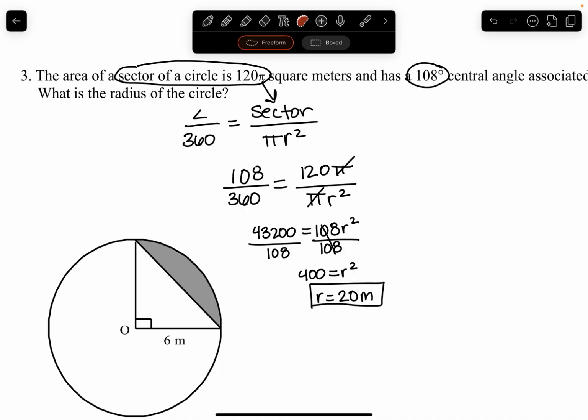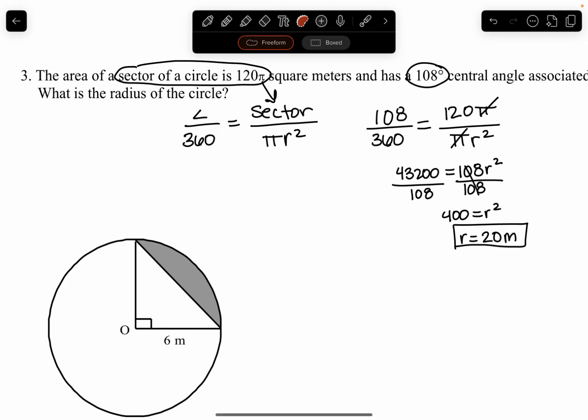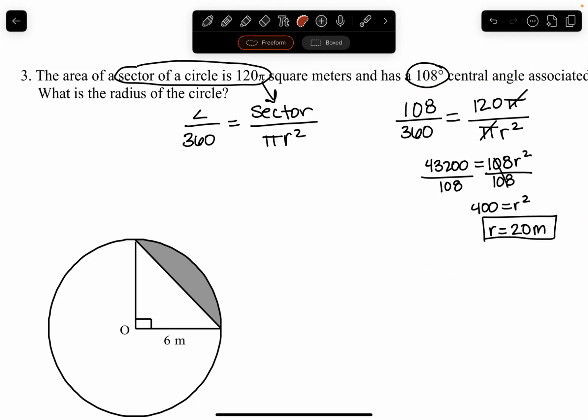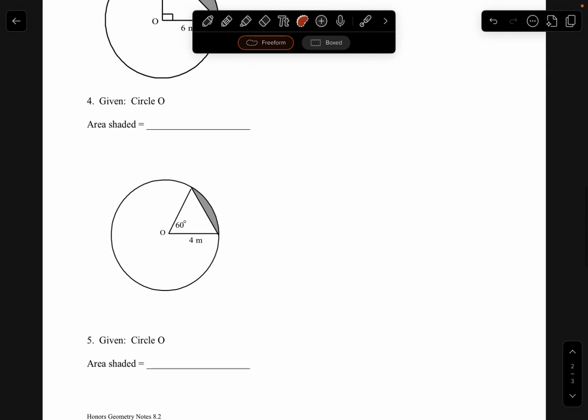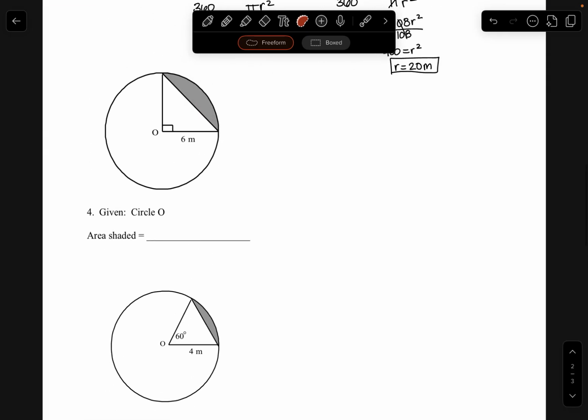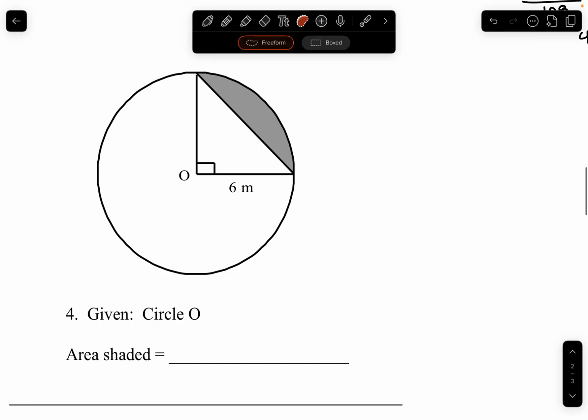And I'm actually going to go ahead and move this over here. There you go. Okay, so for examples 4 and 5, we are looking for the area that is shaded. This is one of those questions where you have to find kind of a weird area. It's almost like we want to know what the area of the crust of the pizza is, not the whole pizza slice.